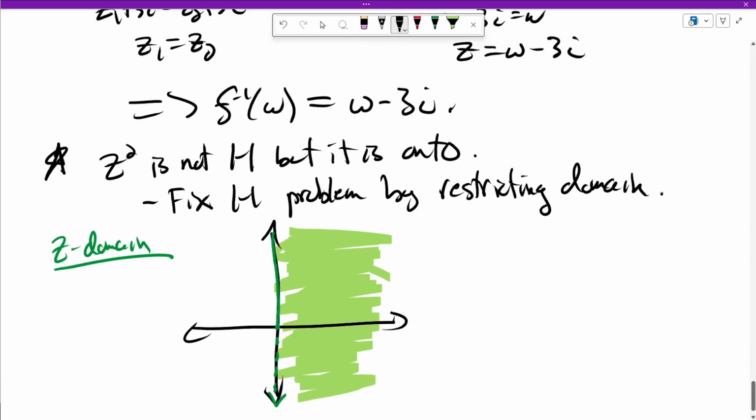Okay. Now, if we consider this as our input domain, then all of a sudden z² is 1-to-1, because the problem with the squaring function not being one-to-one is usually you'll have a z1 and then the negative version of that going to the same spot. Now, unless of course you're 0, in which case you're equal to your negatives. But for almost all complex numbers, z1 and negative z1 have the same square. And so what we do is we cut this in half. And what that does is it gets rid of this other input. So now our function is one-to-one.